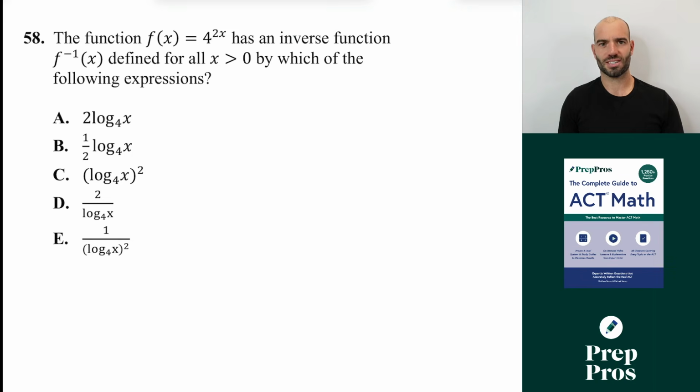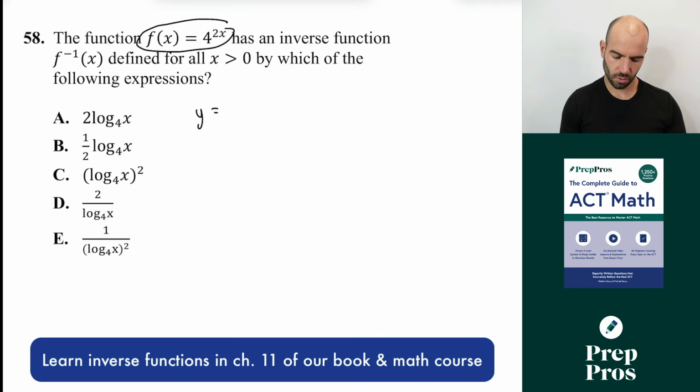Our third question here has to do with inverse functions. So it says the function f of x equals 4 to the 2x has an inverse function f inverse of x defined for all x greater than 0 by which of the following expressions. Now, we first need to remember how to find inverse functions. And I can rewrite this as just y equals 4 to the 2x. It's the same as f of x.